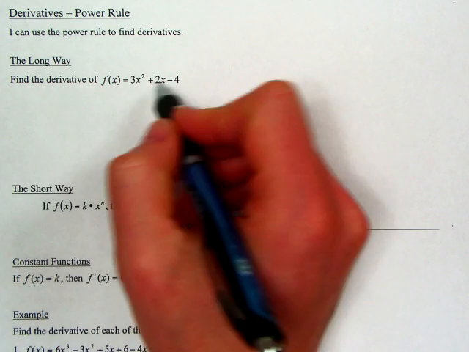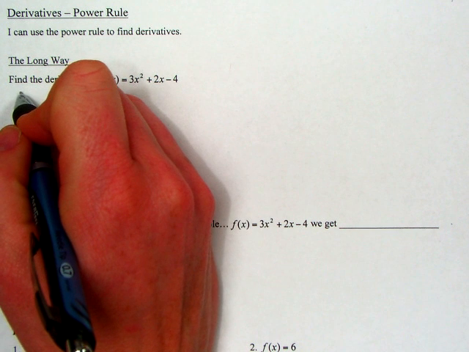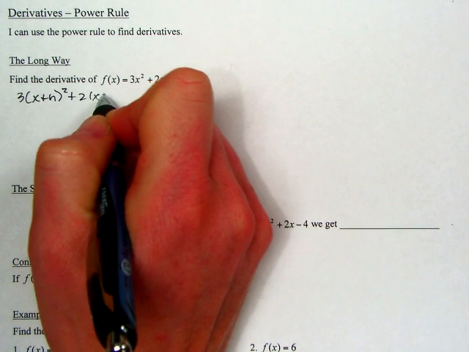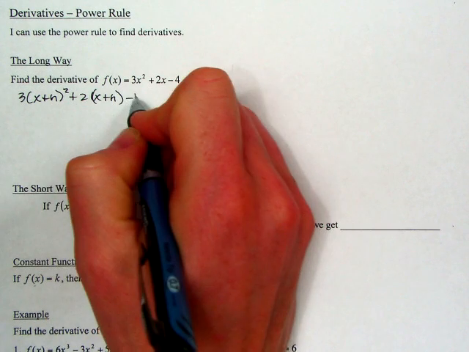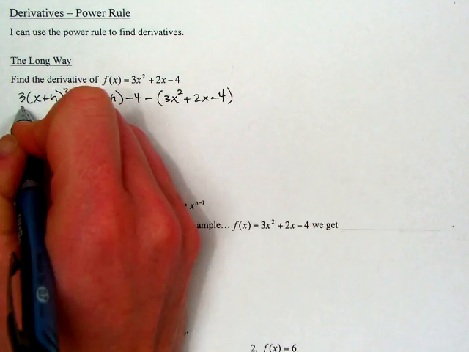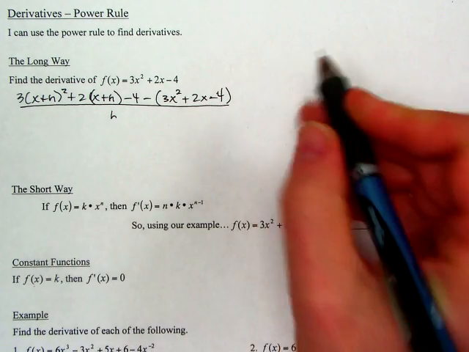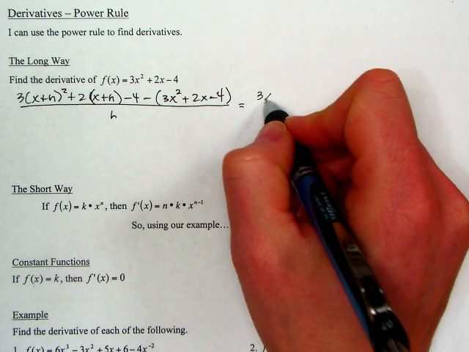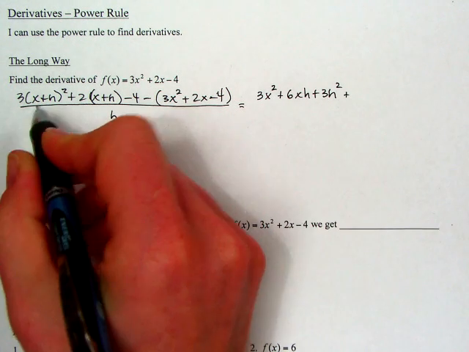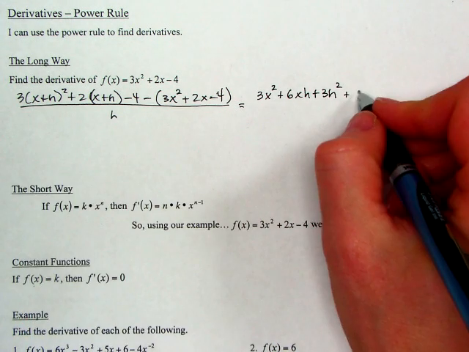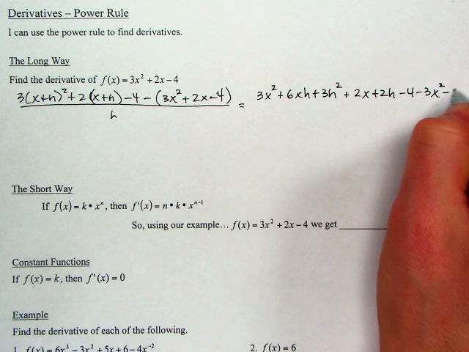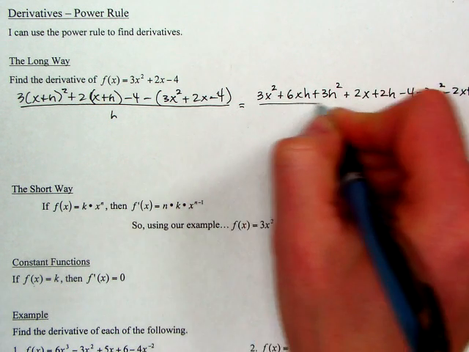So using this function, we're going to do our f of x plus h. So 3(x plus h) squared plus 2(x plus h) minus 4, and then minus the whole function, so 3x squared plus 2x minus 4, all over h. Then we're going to start foiling this. I'm going to have 3x squared plus 6xh plus 3h squared, just foiling this out and then distributing the 3. Distributing the 2, I get 2x plus 2h minus 4, and then minus 3x squared minus 2x plus 4, all over h.